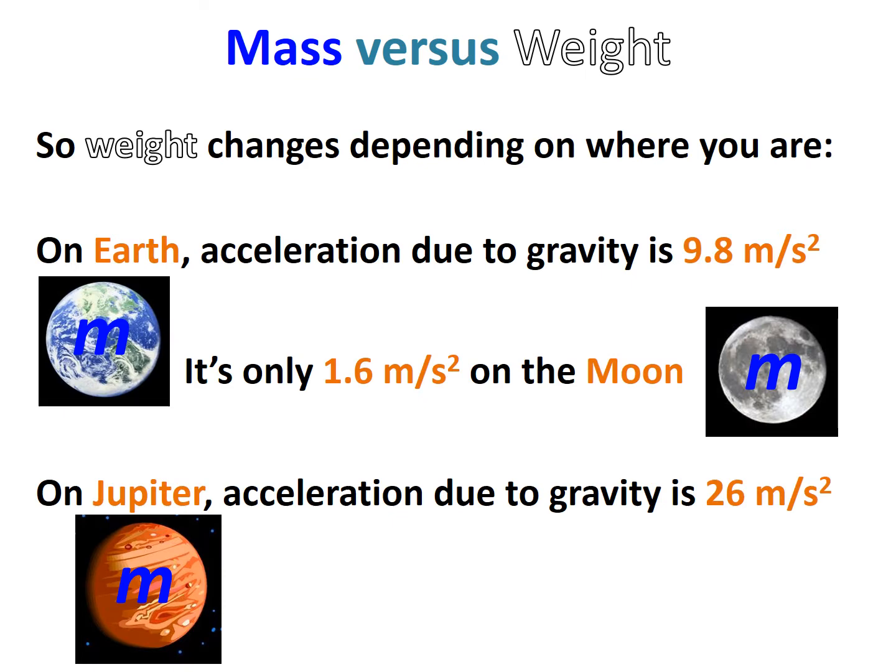So weight depends on where you are. On Earth, acceleration due to gravity is 9.8 meters per second squared. On the moon, it's only 1.6 meters per second squared, but on Jupiter, your acceleration due to gravity would be 26 meters per second squared.